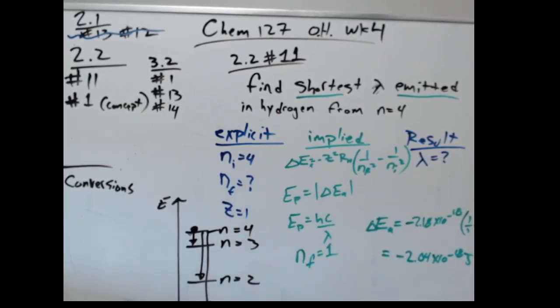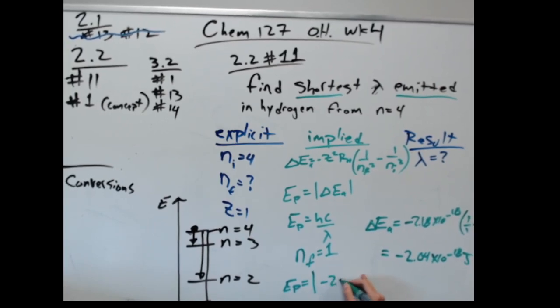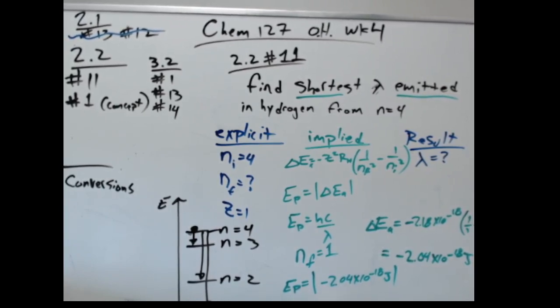Now, it makes sense that my atom is losing energy because I'm going from 4 down to 1. So it's kicking off energy, it's losing energy, becoming more negative. My photon, though, has to be positive energy. So when I relate these two things to each other, I'm going to say my energy of the photon is equal to the absolute value of -2.04 times 10 to the -18 joules. Get rid of the absolute value and say my energy of photon is equal to 2.04 times 10 to the -18 joules. The absolute value just gets rid of that negative sign for me.